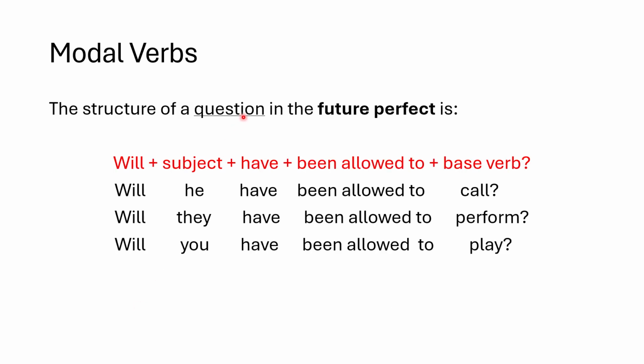The structure of a question in the future perfect is will plus subject plus have plus been allowed to plus base verb. Will he have been allowed to call? Will they have been allowed to perform? Will you have been allowed to play?